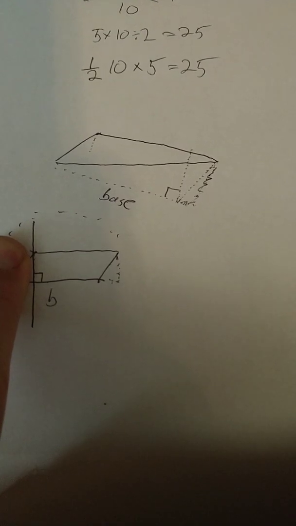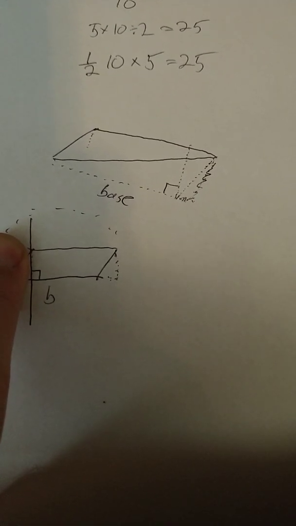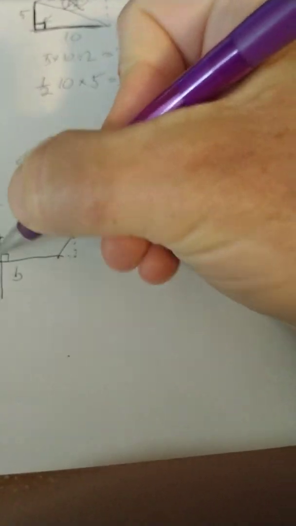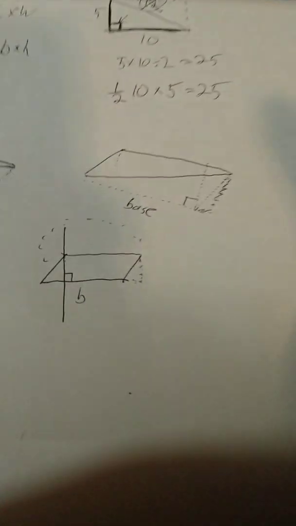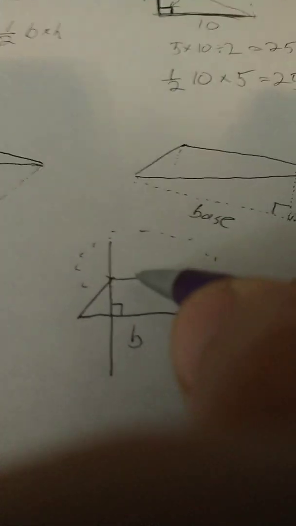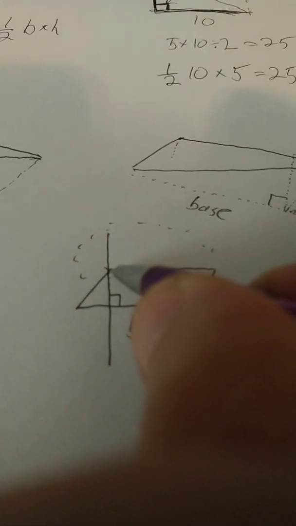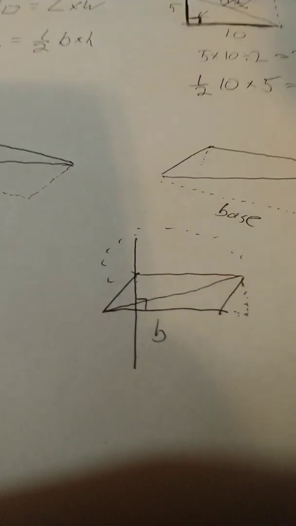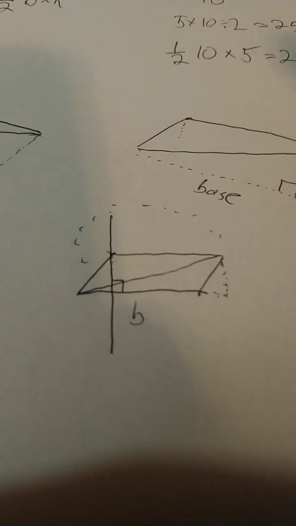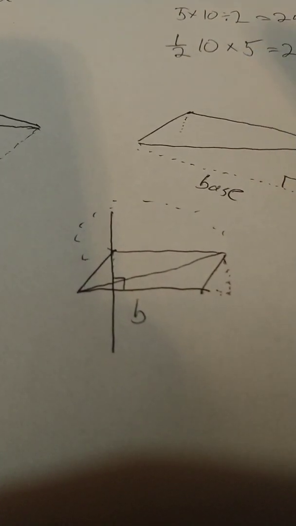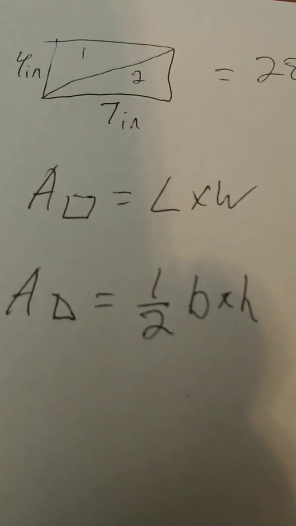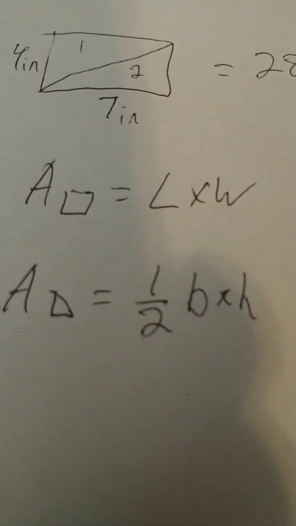What is the length and what is the width of my rectangle? My length is my base. My height is my width, which would be this number right here. And again, if I go back to my parallelogram, I can cut it in half and make 2 rectangles. So whenever you cut a 4-sided shape into 2 equal parts, you end up with 2 triangles. So area of a rectangle, length times width, area of a triangle, 1/2 base times height.